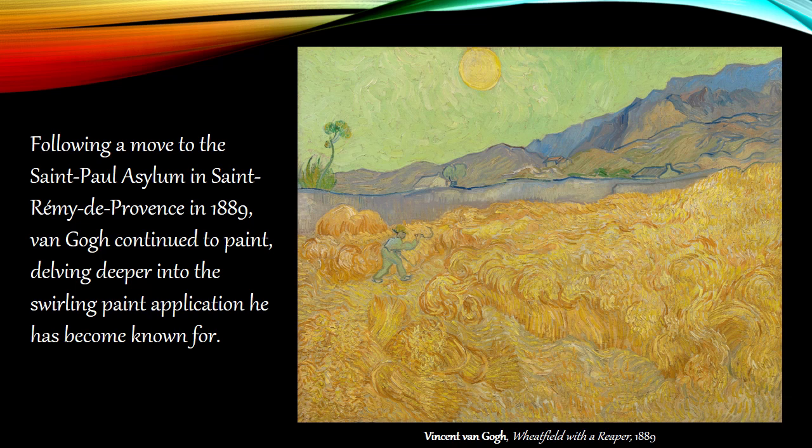Eventually moving to the St. Paul Asylum in Saint-Rémy-de-Provence in 1889, Van Gogh still continued to paint. His work evolved, delving deeper into the swirling application of paint that he began to explore in his 1890 piece, Wheatfield with a Reaper, a painting indicative of the unrest and instability of the artist.